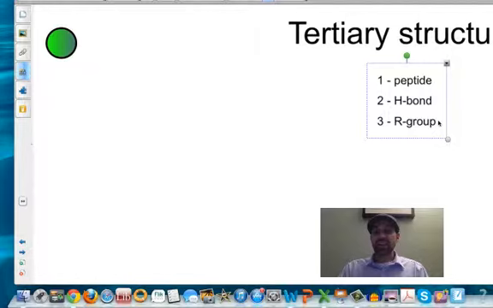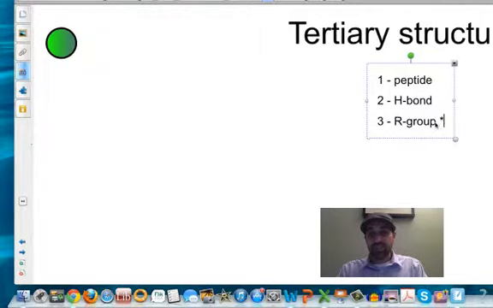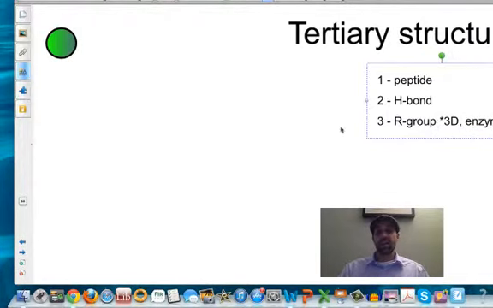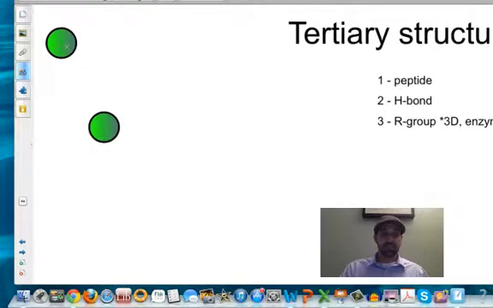But we've also said here that at the third, it's fairly important because we get a 3D shape and enzyme functionality. Okay, and that's extraordinarily important. And typically we think of the tertiary structure as a globular structure.